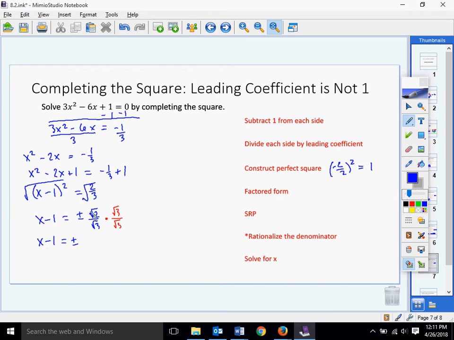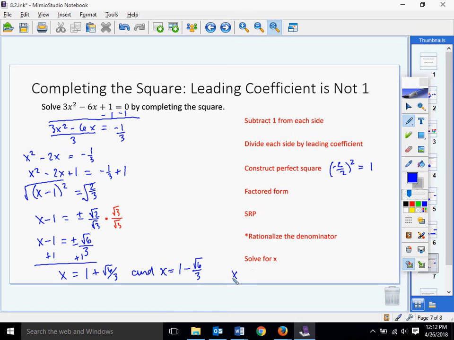So in the top, remember we multiply things that have a house. So square root of 2 times the square root of 3 would be the square root of 6. And in the bottom, when I multiply them, I'd get the square root of 9. Well, I know the square root of 9 is just a 3. So now that I don't have a square root in the bottom, I'm ready to solve for x by adding 1. So I'm going to get x equals 1 plus the square root of 6 over 3. And x equals 1 minus the square root of 6 over 3.